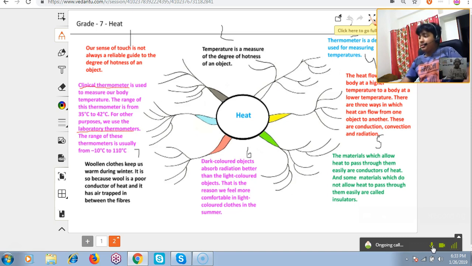The fifth point we learned: the materials which allow heat to pass through them are conductors. Wool keeps us warm in the winter, as it is a poor conductor of heat and has air trapped in the fibers. And the eighth and final point is that there are two types of thermometers: clinical thermometer and laboratory thermometer. The clinical thermometer is used in hospitals to measure body temperature. The laboratory thermometer is used for any other purpose except measuring body temperature.